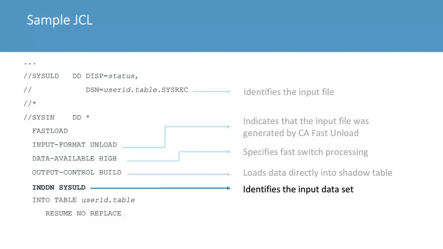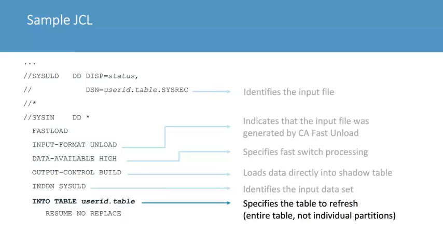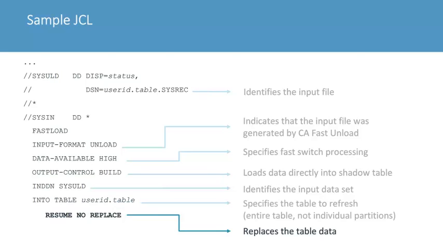INDDN SYSULD identifies the input dataset. It specifies SYSULD to point to the DD statement for the input file. INTO TABLE identifies the table to update. You cannot specify individual partitions because you can only perform a fast switch load on the entire table. And RESUME NO REPLACE indicates that we're replacing all of the data in the table. We now submit the job.